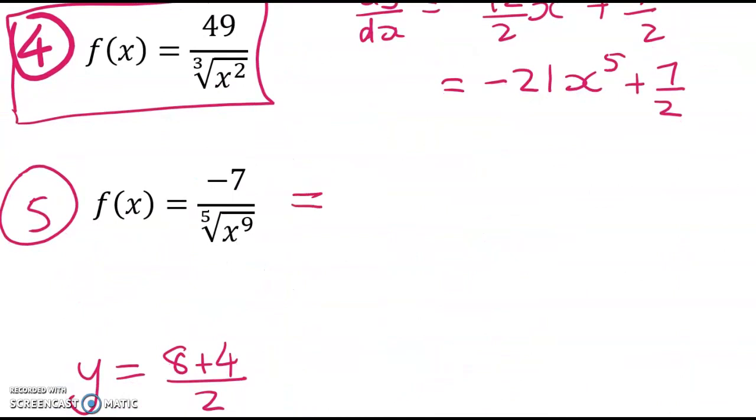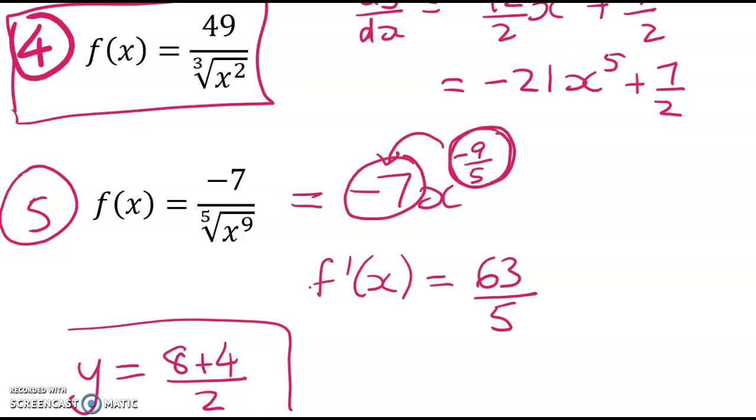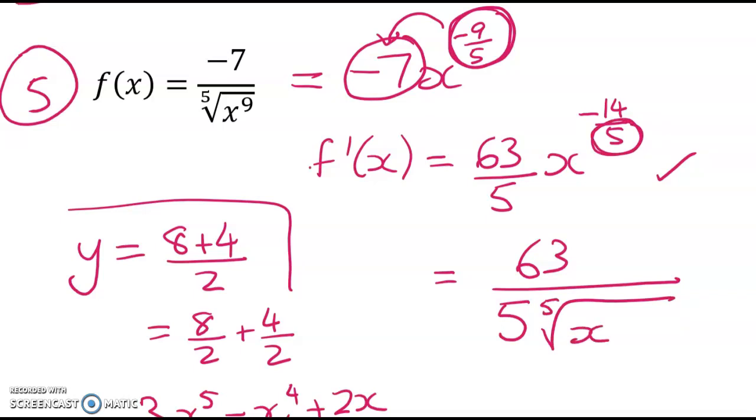So rewriting f of x, we get negative 7x to the power of negative 9 over 5. Now we can differentiate. f dash of x will be 63 over 5, right, so I'm bringing down the power and multiplying it by the coefficient. x to the power of negative 14 over 5. Again, it would be nice if we could clean that up and write it like this, 63 over 5, and it's the 5th root of x to the power of 14. So that's a nicer way to do that.